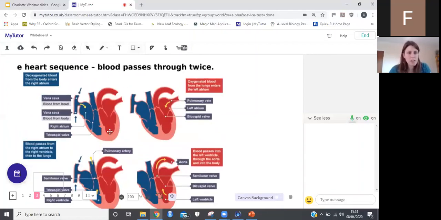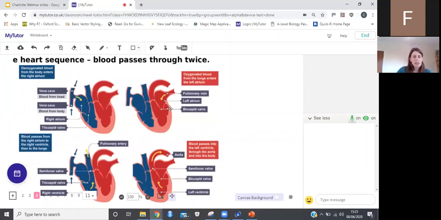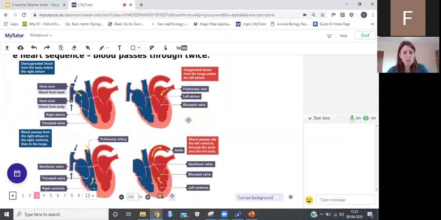Okay, so here is the sequence of the heart beating. We need to know this for GCSE Biology. We need to have an awareness of the main blood vessels that surround the heart and the sequence that the heart beats in. So we've got some nice diagrams here and we're going to talk through them now.